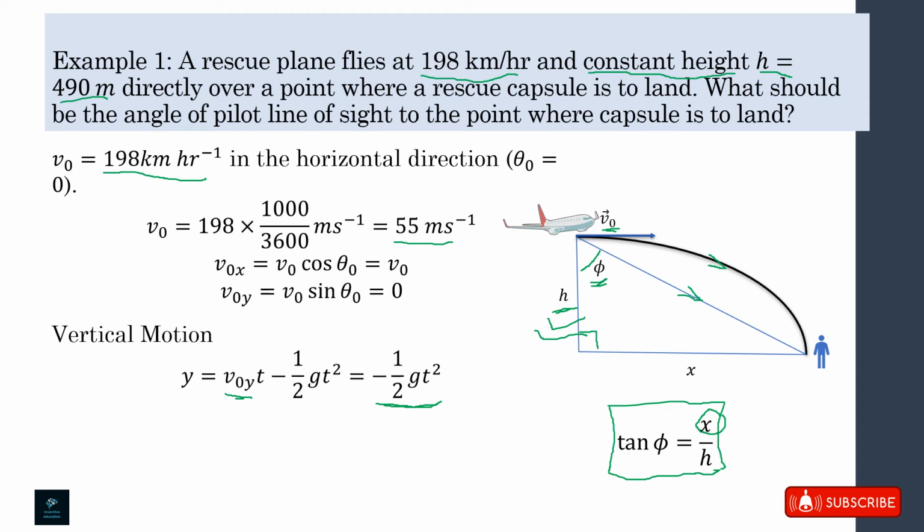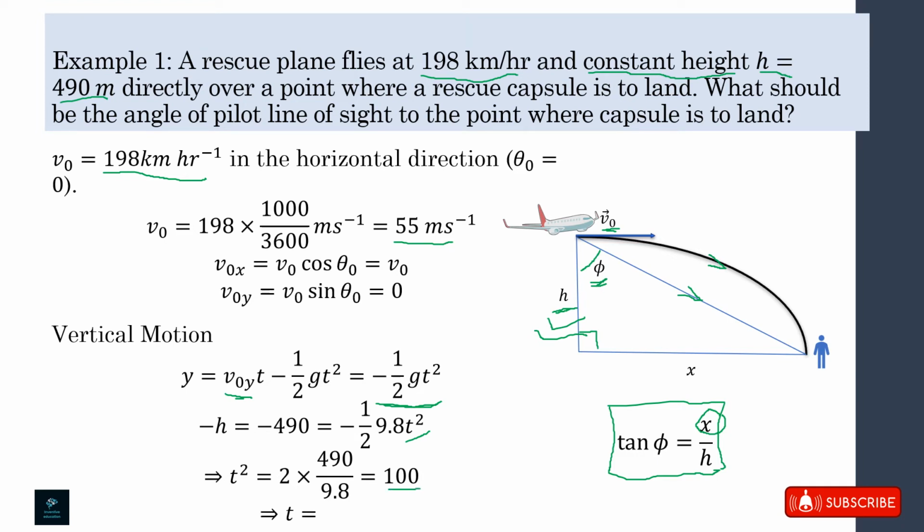So putting the values of y equal to minus h equal to minus 490 meters in this vertical equation of motion, we get minus 490 meters equal to minus half into 9.8 t square. From this we can obtain the value of t square as t square equal to 2 into 490 divided by 9.8, and if we calculate it, we will find that t square is equal to 100 and t is equal to 10 seconds. So the rescue capsule takes 10 seconds to land at the desired point.